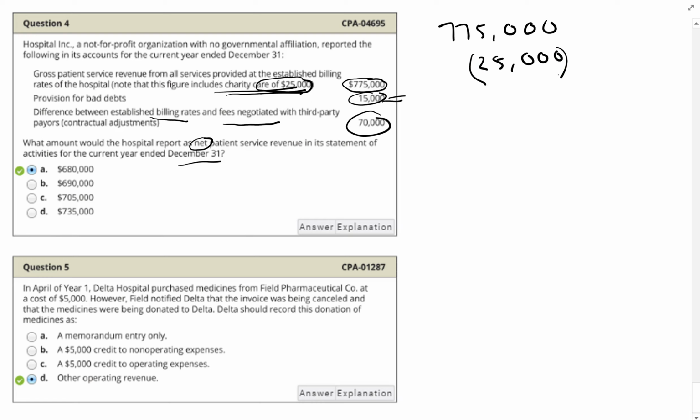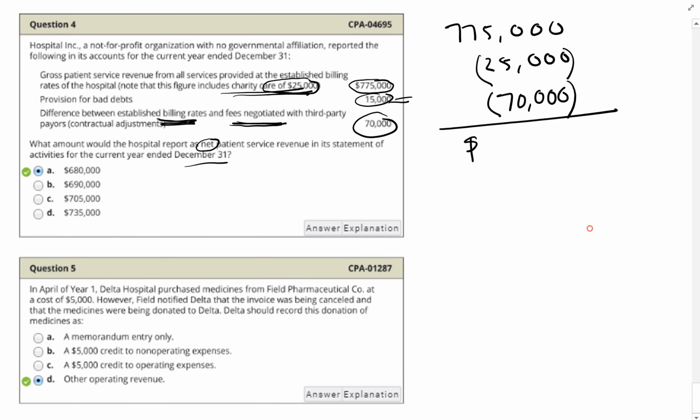And there are contractual adjustments with the third-party payers, and they will not be able to collect that, because this is the billing amount, and there is a difference between it and the negotiated amount, whatever the insurance company will pay. So this portion we have to exclude. After excluding these two items, 775,000 minus 25,000 minus 70,000, that will be their net service revenue.